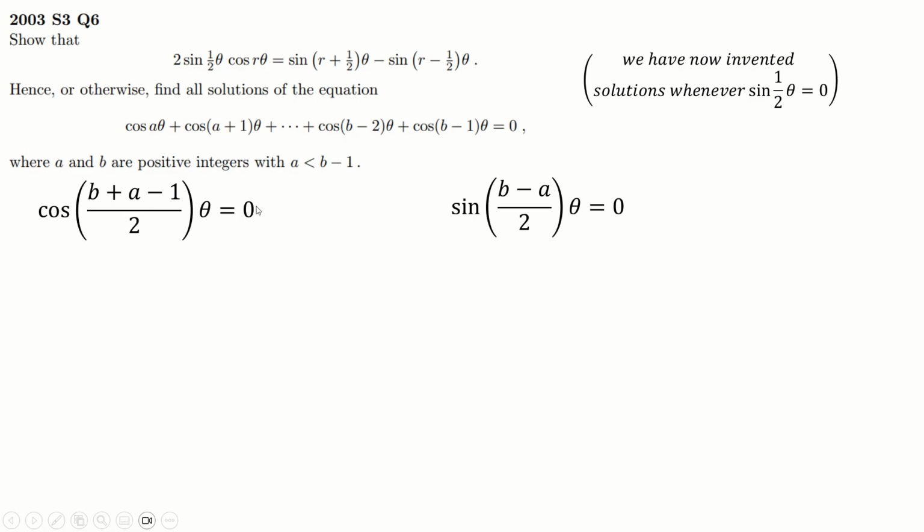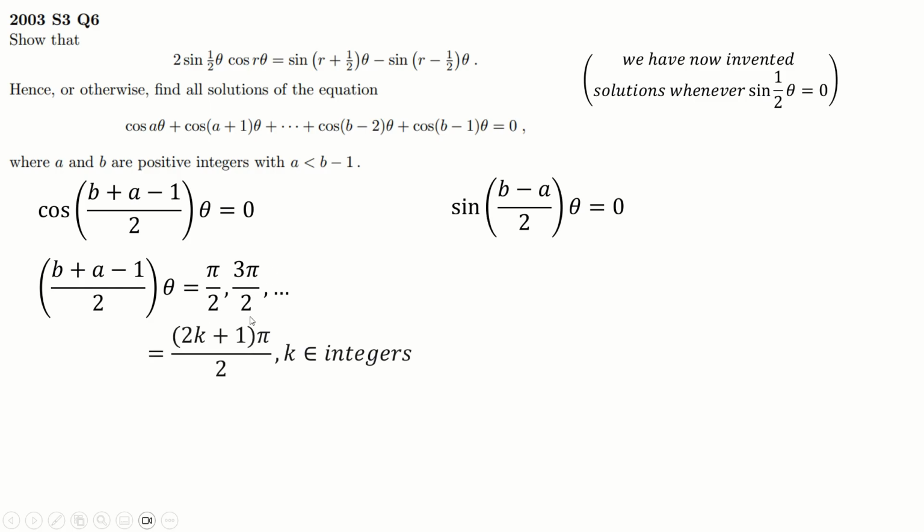Of course, cos is 0 at pi over 2 and 3 pi over 2 and a bunch of other places, I guess. But we could more succinctly write this as, because we've got odd numbers up here all over 2s, it's just 2k plus 1 over 2 where k is an integer. I can't figure out how to write the integer symbol in PowerPoint, so I just wrote integers. I hope that's okay. But anyway, that's one of our solutions. And then, of course, we could cancel the 2s because we want theta equals, right? We could cancel the 2s and divide by b plus a minus 1, and we end up with this here.